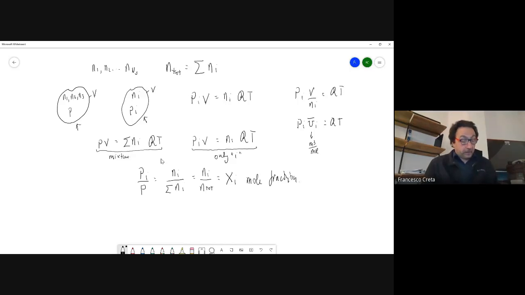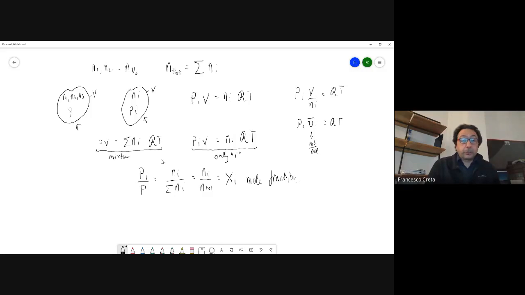Okay, mole fraction, and it's a number obviously between 0 and 1. It is another way of addressing the composition of a mixture. Each species will be present in the mixture with its own mole fraction.